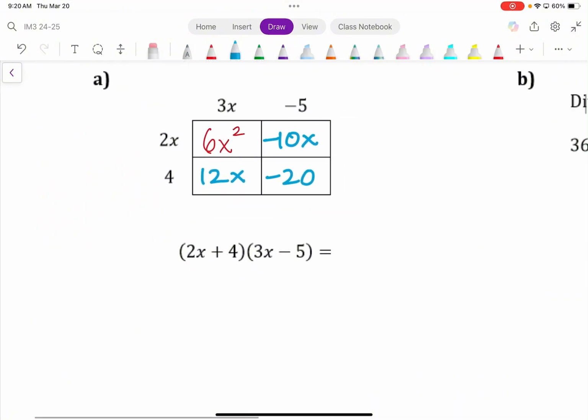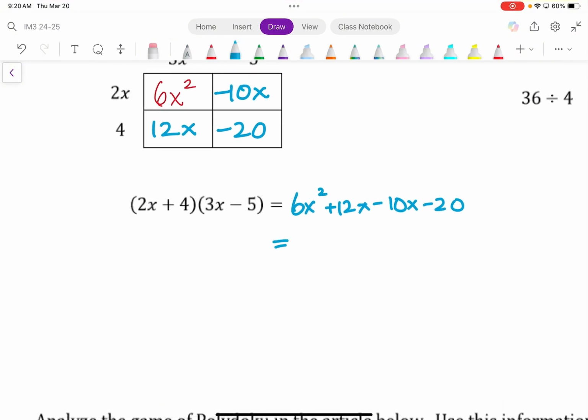So we're going to write this out. This is 6x squared plus 12x minus 10x minus 20. Is that my final answer? What do I need to do? Combine like terms. 6x squared plus 2x minus 20. That is the solution.